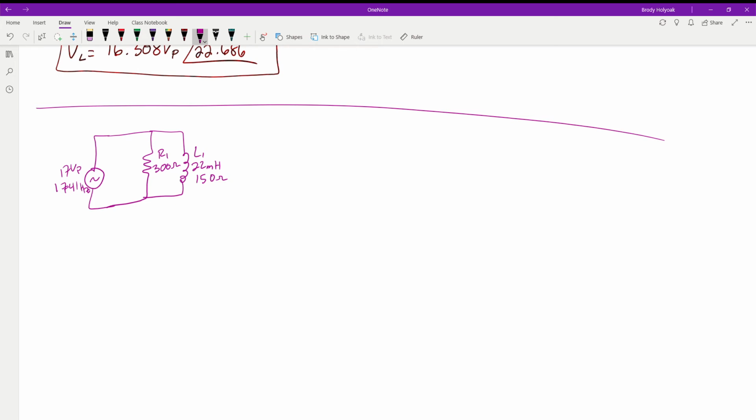Things we're going to be looking for: we want to find the reactance for L1. We want to find the total impedance of L1. And we want to find the total impedance of the entire circuit. After that, we're going to find our current total. We're going to find the current through branch A and the current through branch B. Let me just label these right there. And of course, as always, our ground is down here.